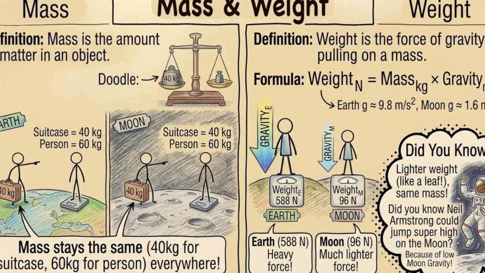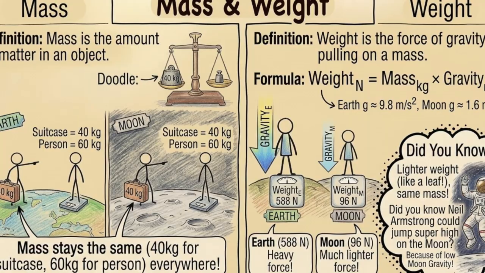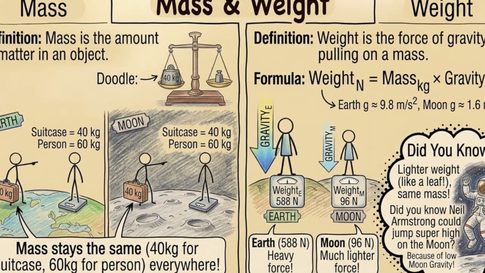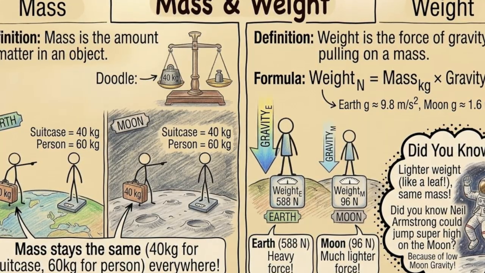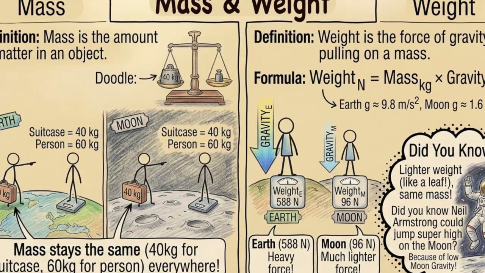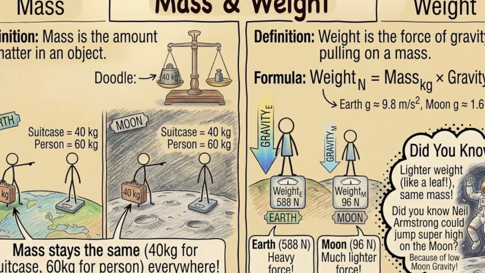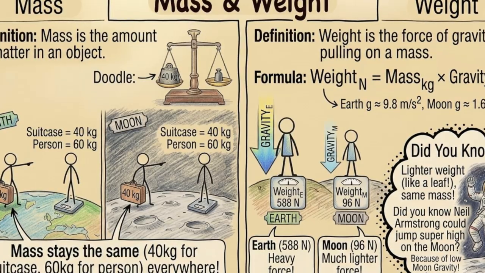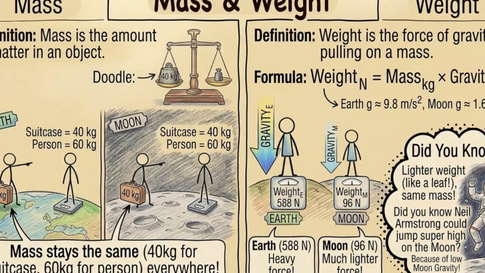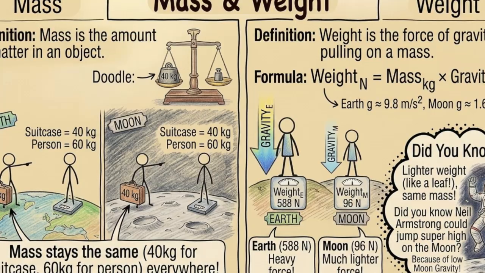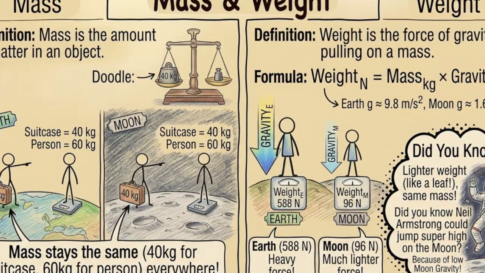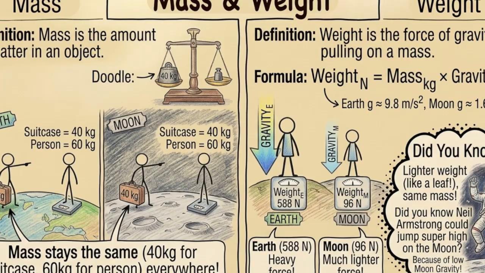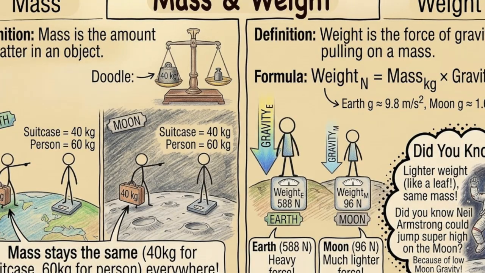Suppose your mass is 40 kilos. Then your weight is 40 times 9.8, which is 392 newtons. On the Moon, gravity is 1/6 of the Earth's, so your weight becomes much smaller, even though your mass is still 40 kilos. Did you know Neil Armstrong could jump much higher on the Moon because his weight was less and not because his mass had changed?